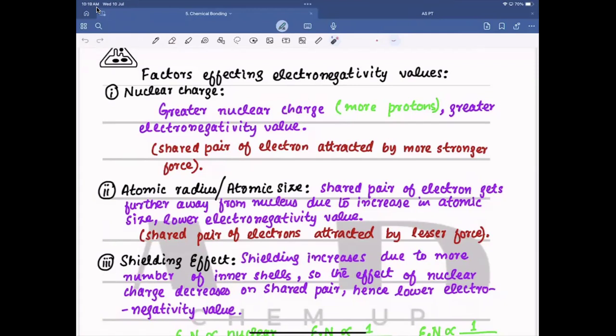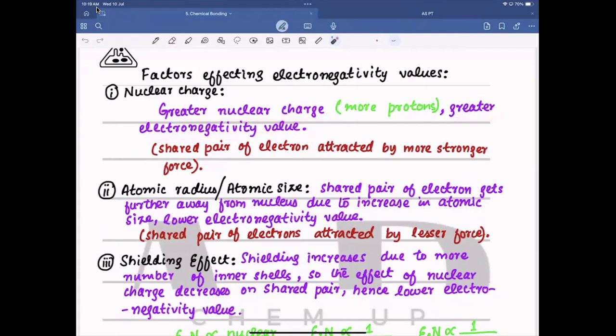Okay. So if it has a greater number of protons in the nucleus, it means it has a greater nuclear charge. And if it has a greater nuclear charge, it is able to attract the shared electron pair more forcefully, which means it has a higher electronegativity value. Is this clear? Yes, sir.